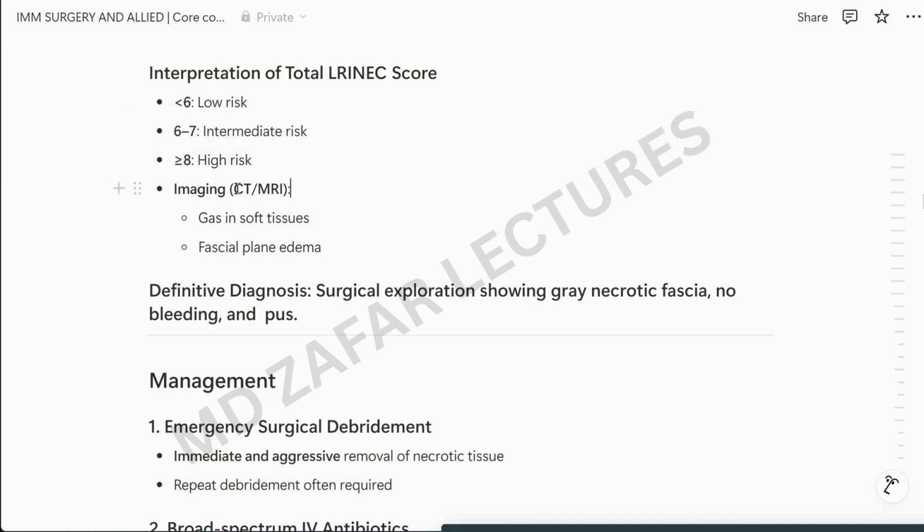However, we can also use CT scan and MRI to identify gas in soft tissues and fascial plane edema. The definitive diagnosis is made on surgical grounds while performing surgical exploration, which will show necrotic fascia, no bleeding, and purulent discharge.